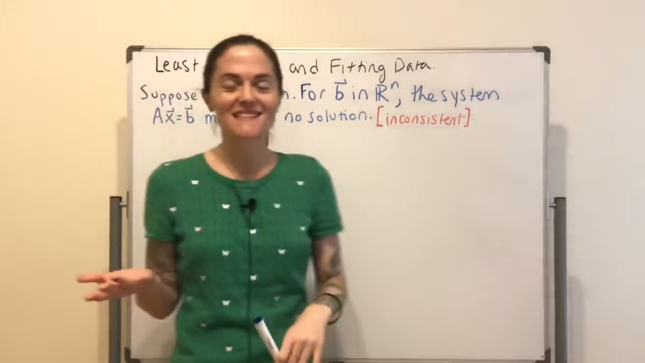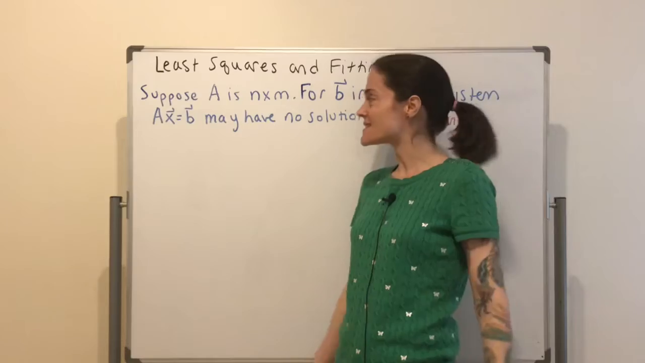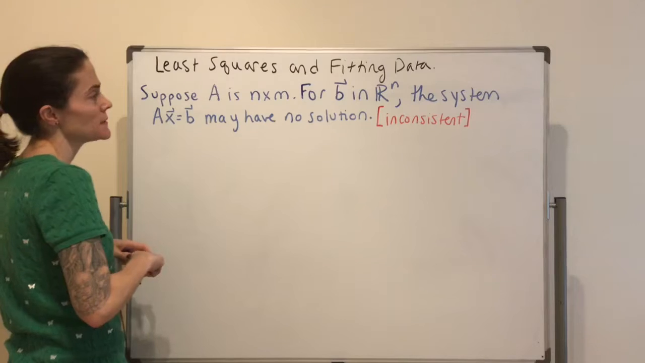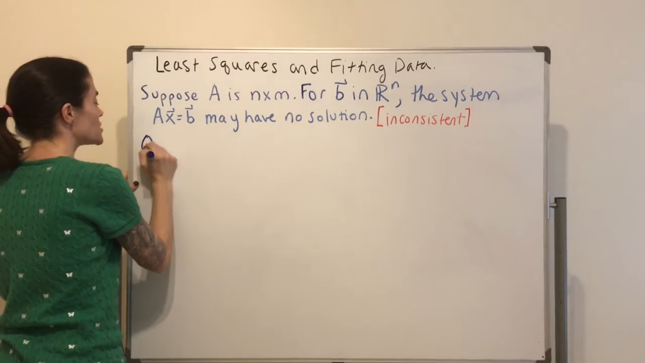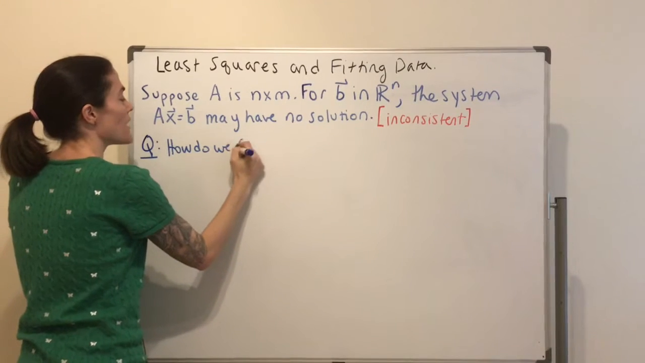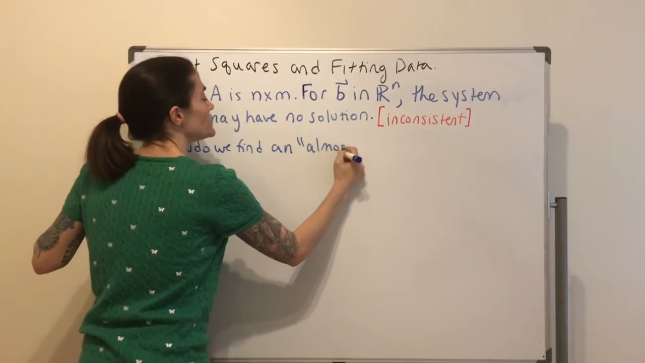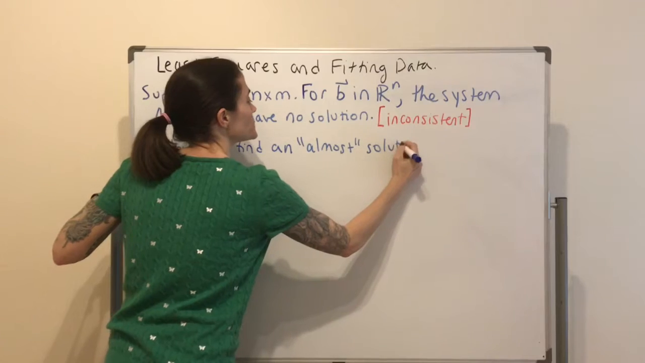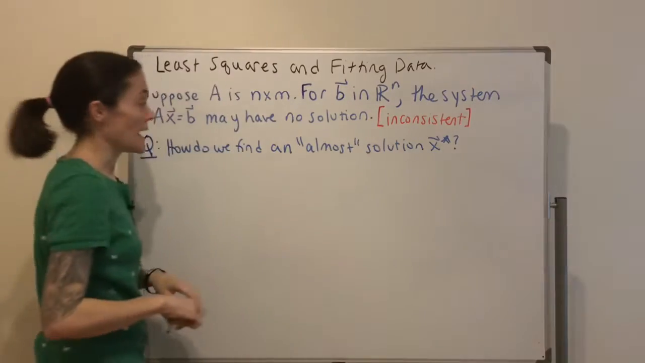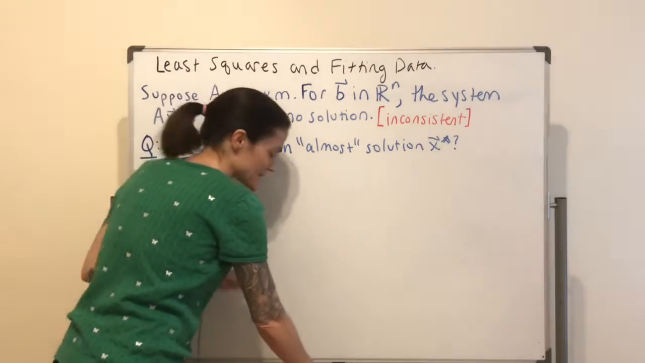Okay, this is an inconsistent system, and we have certainly seen, and we'll see more today, times when this exists. But here is the question: how do we find, and I'll put this in quotes, an "almost" solution? I'll call it x star. And this is really the whole topic of today. When you have some inconsistent system, what can you do?